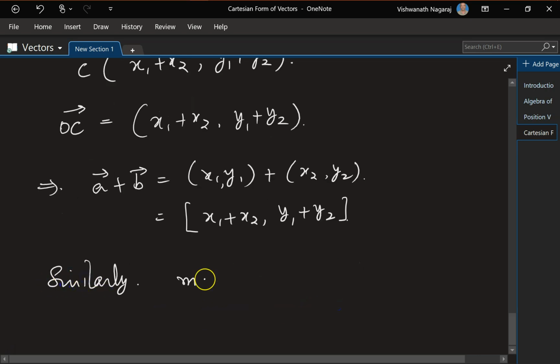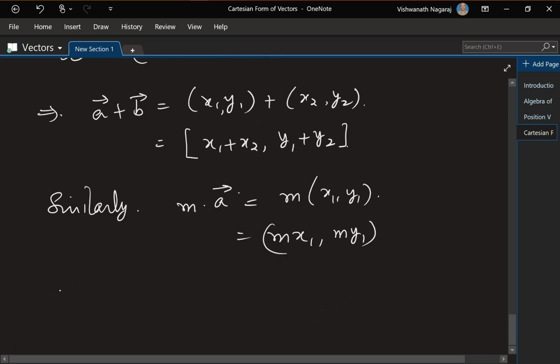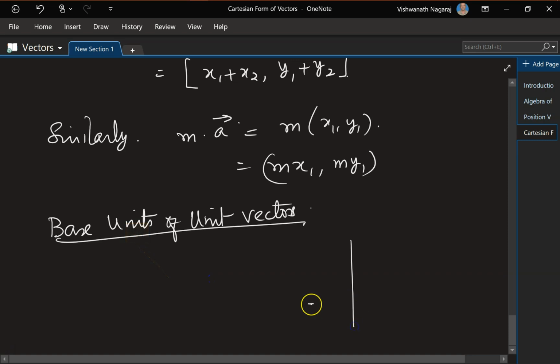So similarly, scalar multiplication would be M times X, Y. Let's say X1, Y1. So this can be written as mx1, my1. Now, very, very important is the concept of base units or unit vectors. So when we talk of xy coordinates, each jump in x direction is equal to each other. Similarly, each jump in y direction is also equal.